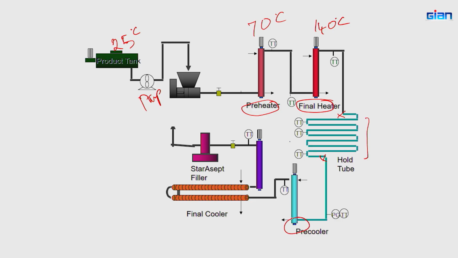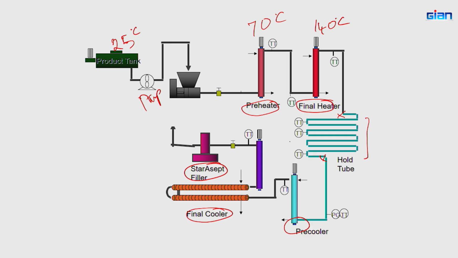Then it comes to the pre-cooling system, the final cooler, and then you aseptically package the product under those conditions. So, this is a very overall schematic of the aseptic processing system.